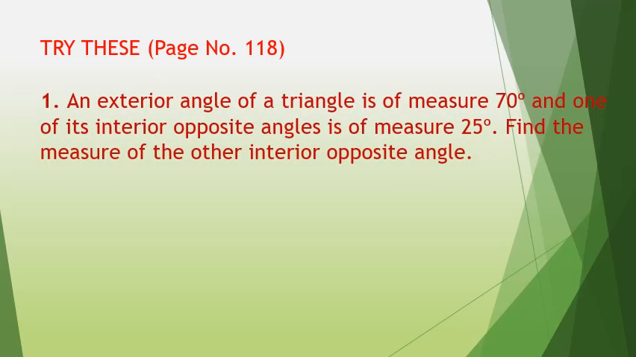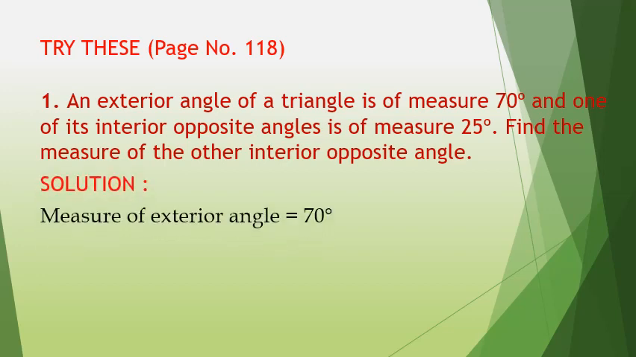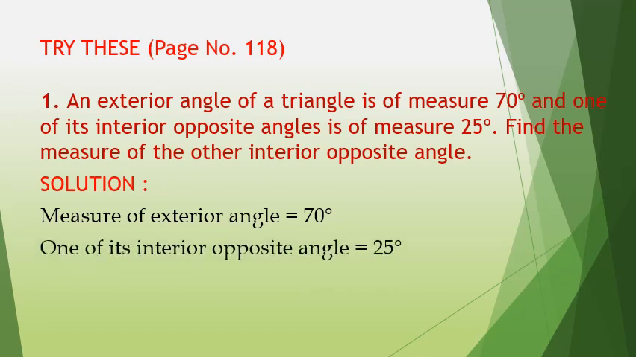Next, we will try these questions on page number 118. An exterior angle of a triangle is of measure 70 degrees and one of its interior opposite angles is of measure 25 degrees. Find the measure of the other interior opposite angle. So what is given here? The measure of the exterior angle is given, 70 degrees. If you need, you can draw a triangle here and mark the given measures. One of its interior opposite angles is given, 25 degrees.